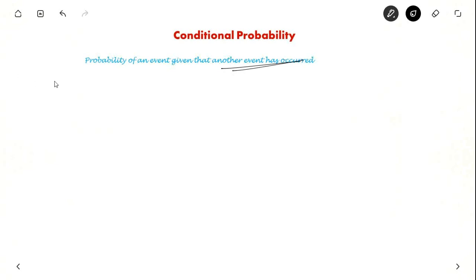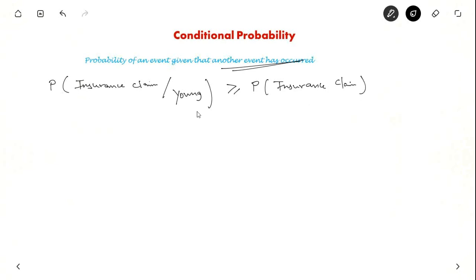Let us say there is an insurance company. We find that young drivers meet with more accidents, so they claim insurance more. So the probability of an insurance claim given that he is a young driver will usually be greater than the probability of an insurance claim in general. That is why we have such things as conditional probability. Based on this, the insurance company will ask young drivers to pay more premium.